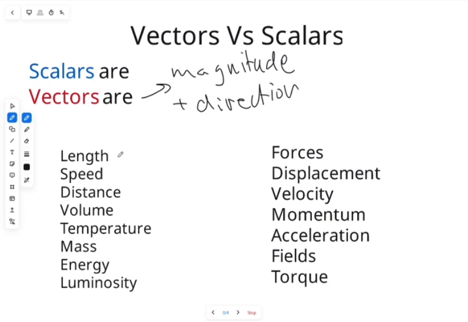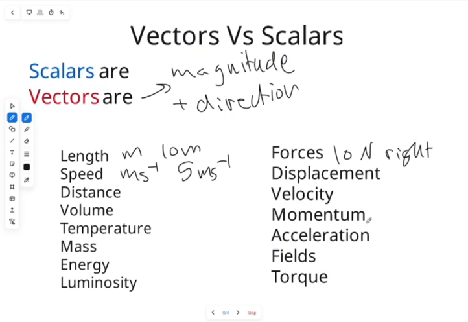Some examples of scalars would be length, which is in meters, just around the length of 10 meters. Speed, which is in meters per second. We could say like 5 meters per second. On the other hand, vectors have to be represented with both a magnitude, so let's say 10 newtons for the force, rightwards. Or for example, with acceleration, we can say 15 meters per second squared at 15 degrees.